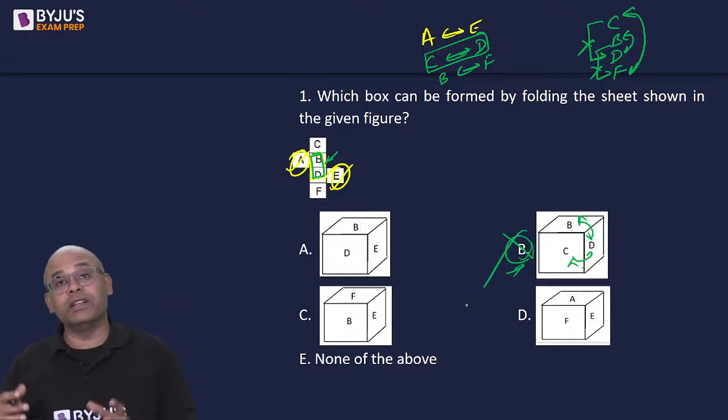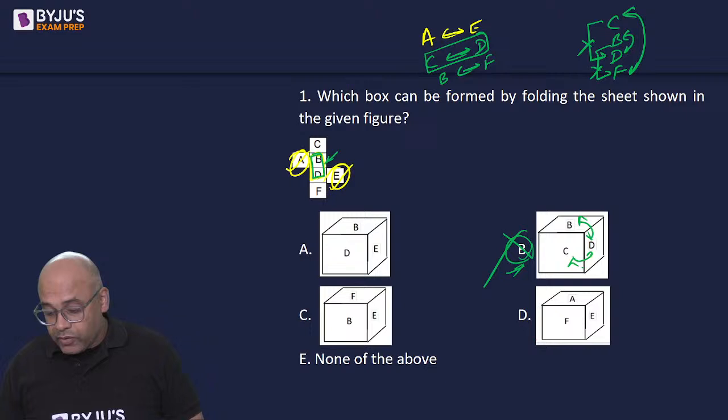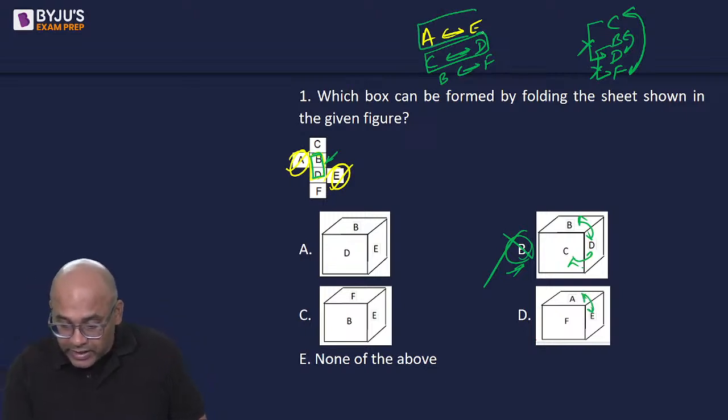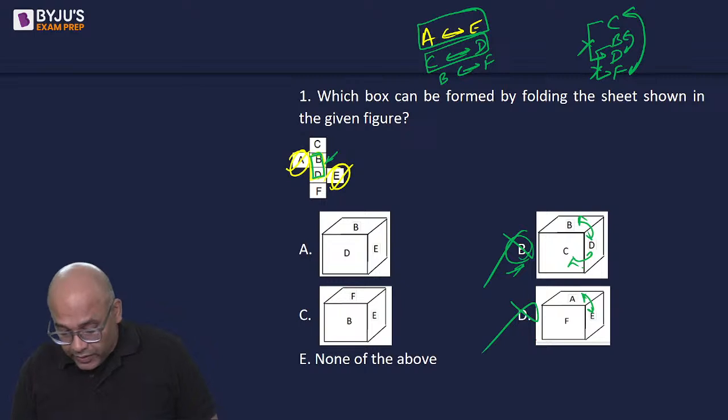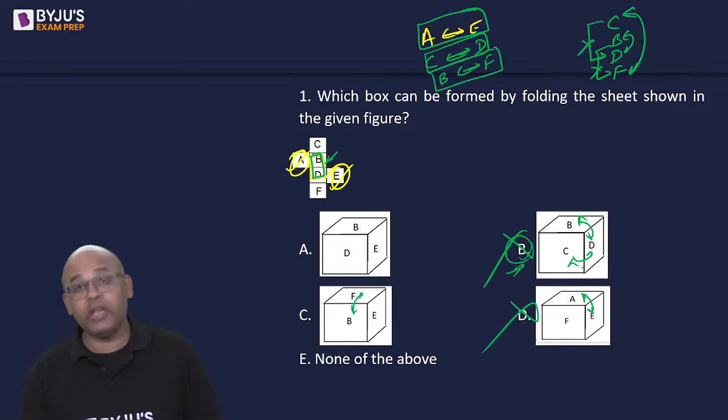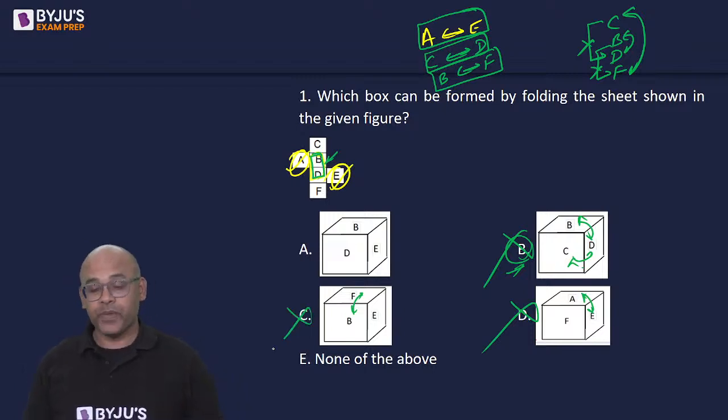If you look at figure D, you will see that A and E are adjacent, but we know that A and E are supposed to be opposites. So this is also not correct. If you look at figure C, you will again notice that B and F are adjacent, whereas B and F are supposed to be opposites. So this is also incorrect.